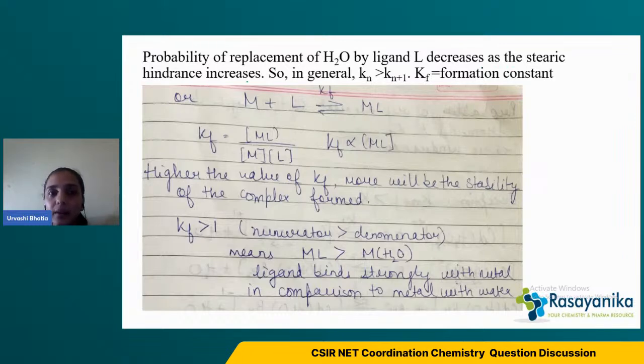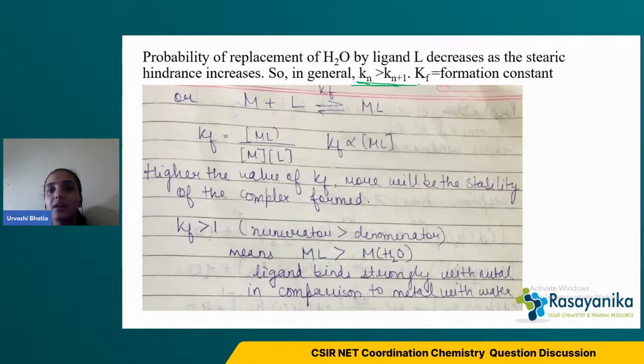So you can see here the probability of replacement of H2O by ligand L decreases as the steric hindrance increases. So in general, you have to remember this. In general, Kn is greater than Kn plus 1. For example, K2 is greater than K3, right? K1 will be greater than K2. It is about the replacement of H2O by another ligand.